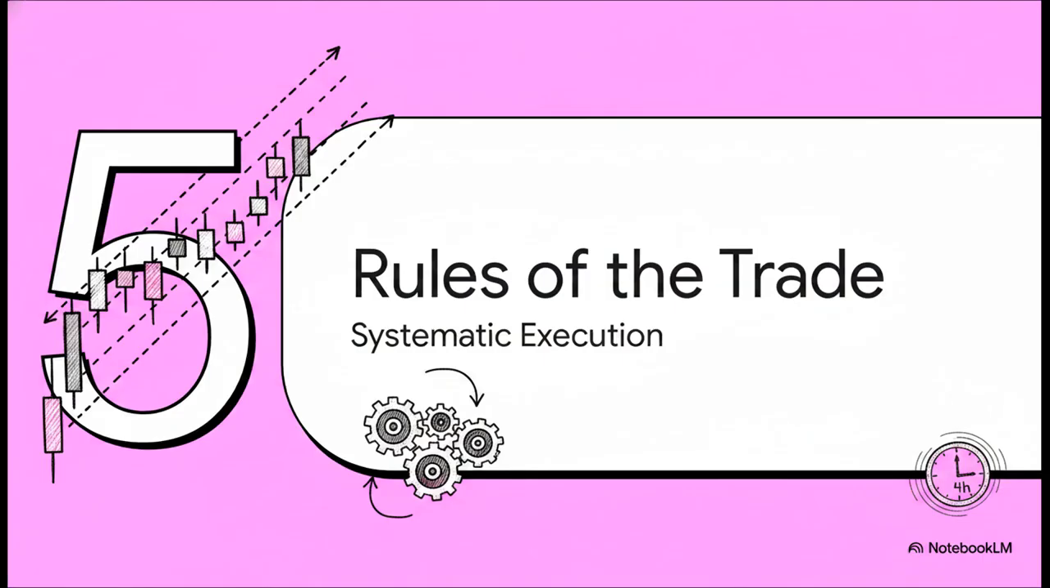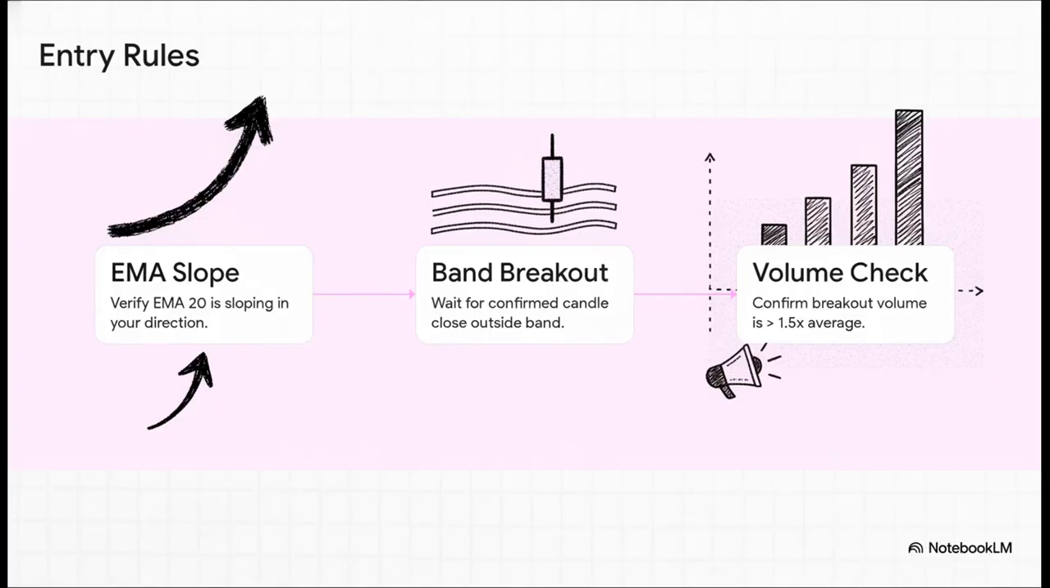Section 5. Rules of the trade. Systematic execution. Let's get practical and apply this to a 4-hour chart. For a long entry, step 1, ensure that the 20-period EMA center line is sloping up. The macro trend absolutely must support you. Step 2, wait for a confirmed candle close above the upper Keltner band. Intraday wicks do not count here.